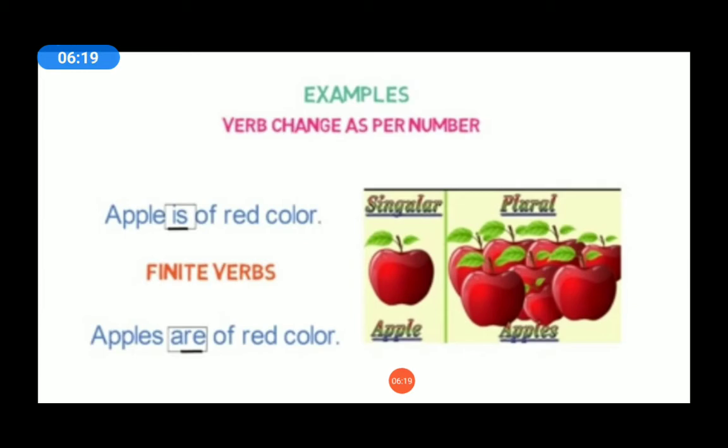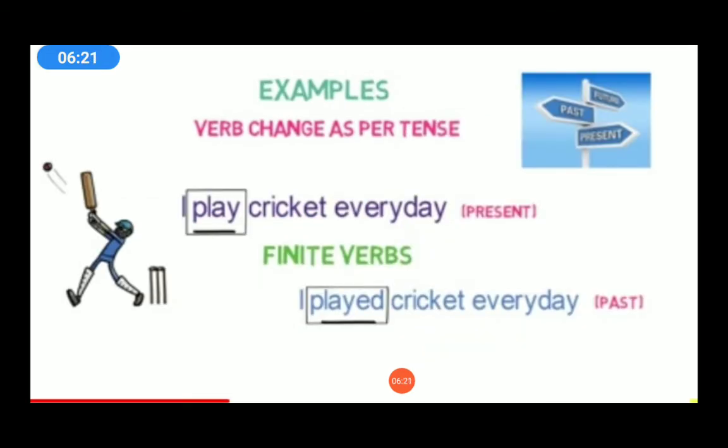One more thing is there. A finite verb also changes with the change in the tense of the sentence. As you know, the tenses are present, past and future. In the first sentence, you can see, I play cricket every day. Play shows that it is present tense.